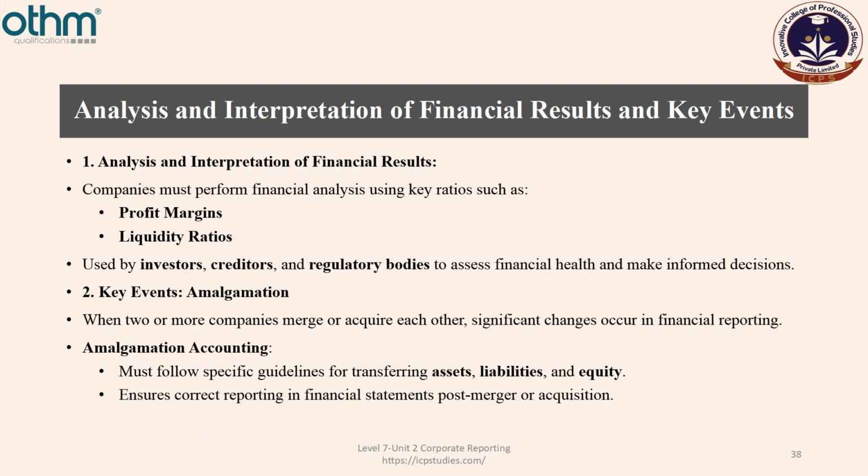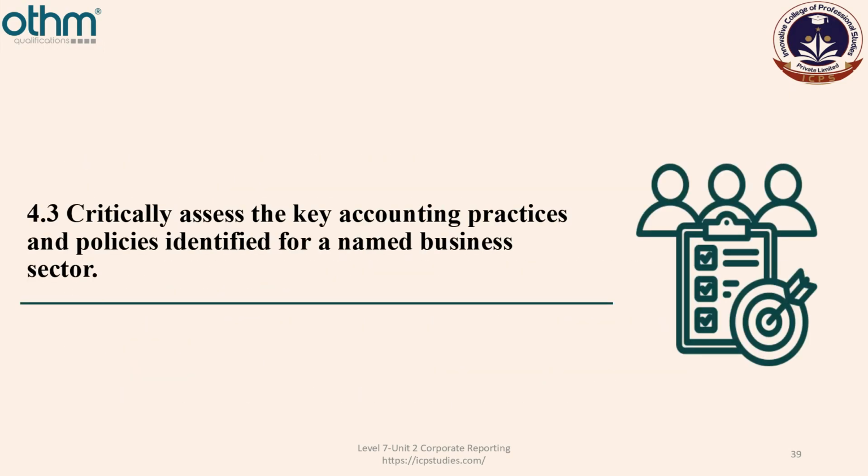If we talk about analysis and interpretation, then companies must perform financial analysis using key ratios such as profit margin and liquidity ratios, which are used by investors, creditors, and regulatory bodies to assess the financial health and make informed decisions. If we talk about key elements of amalgamations, then it is when two or more companies merge or acquire each other and significant changes occur in financial reporting. If we talk about amalgamation accounting, then it must follow specific guidelines for transferring the assets, liabilities, and equity, and it must ensure correct reporting in financial statements post-merger or acquisition.